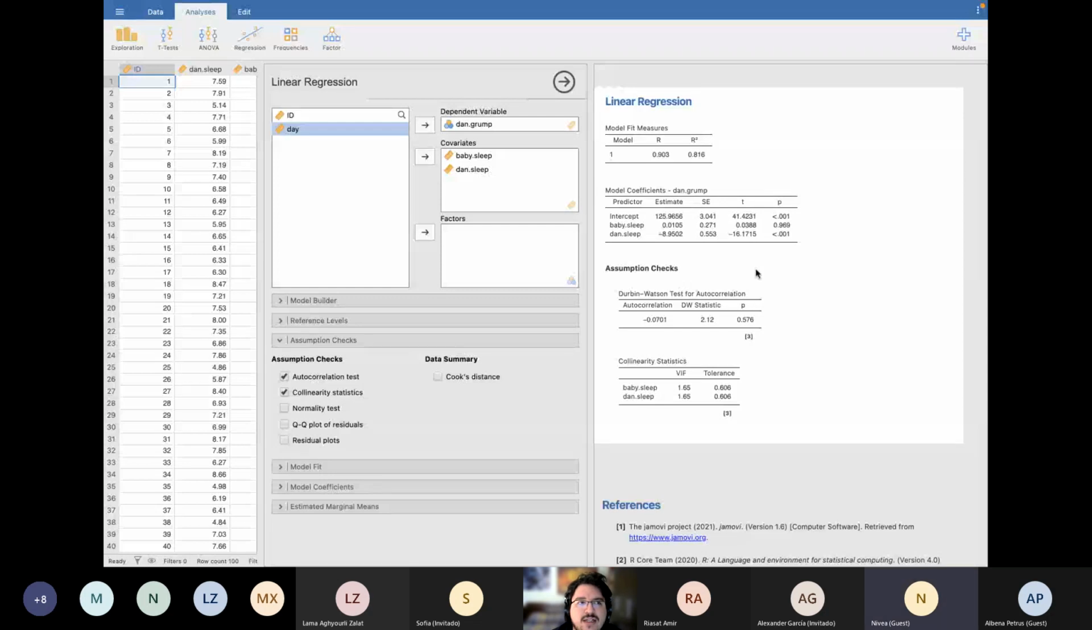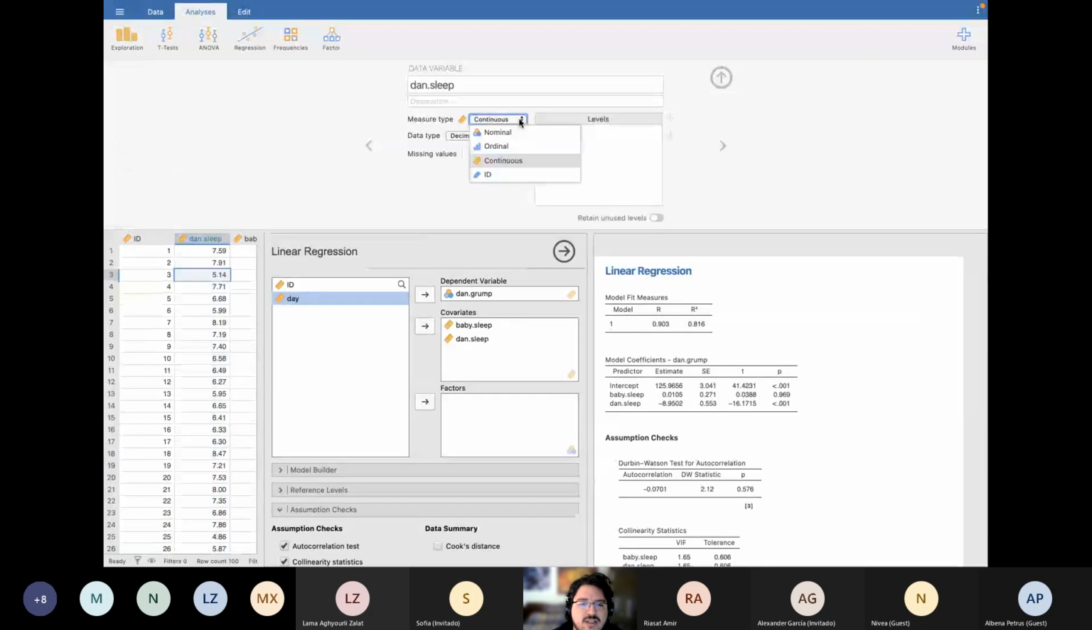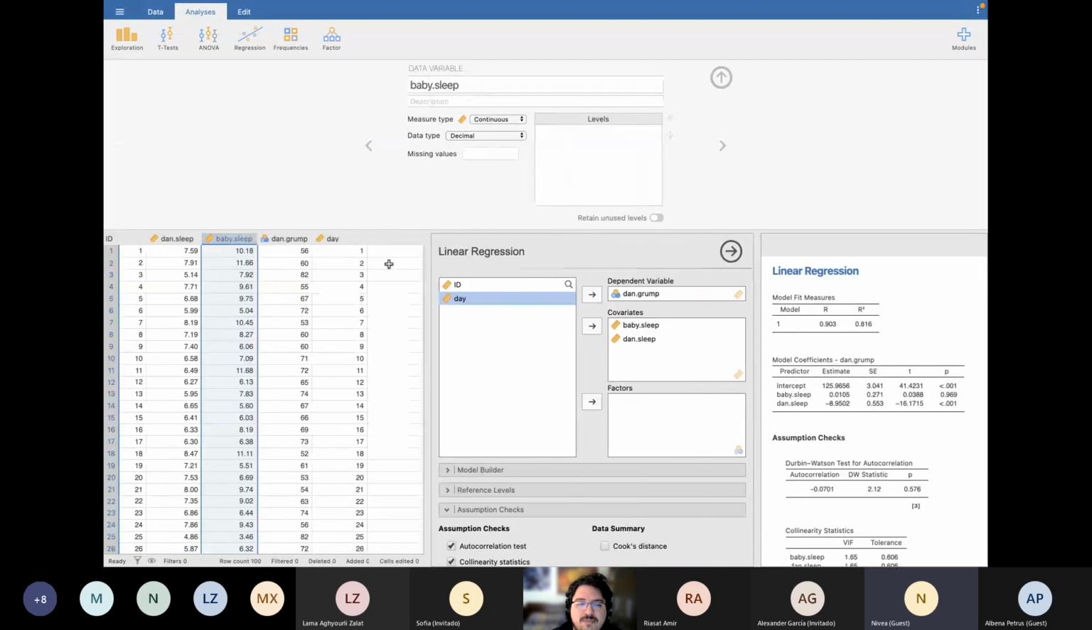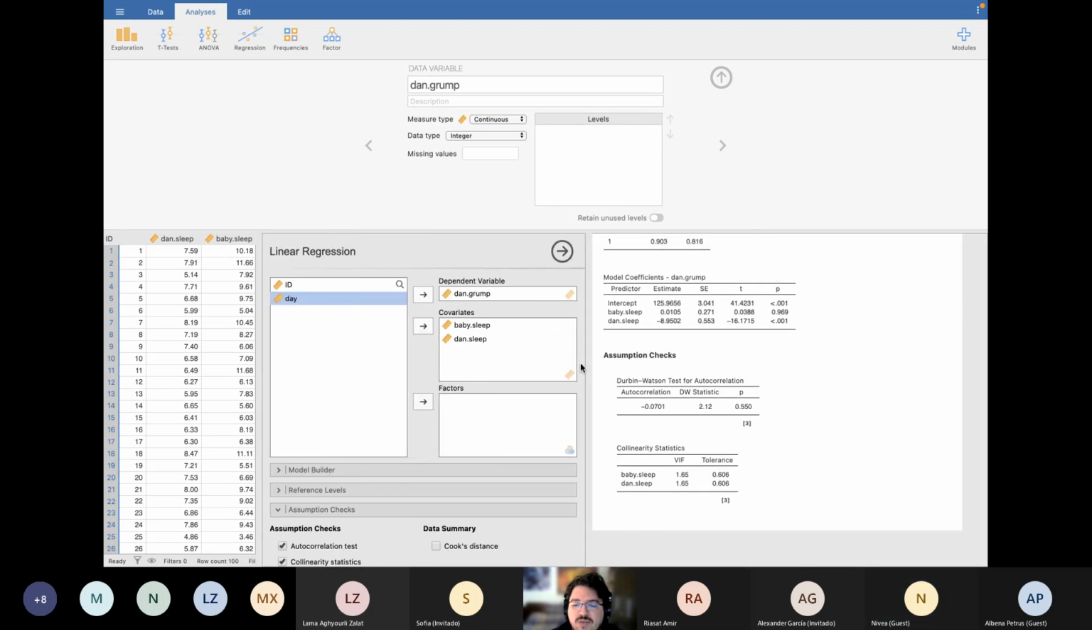If you go to the data, to the columns of the data, you need to change done grump to continuous. Done grump, and then this goes to continuous, right? Yeah. Okay. All right. So what is the first thing that we see in your model?